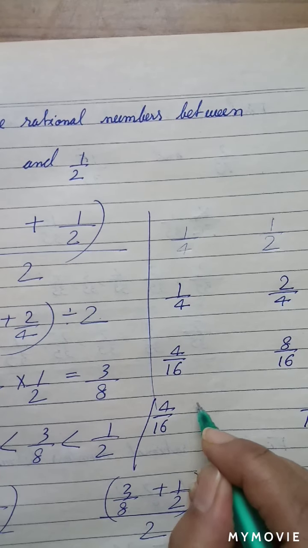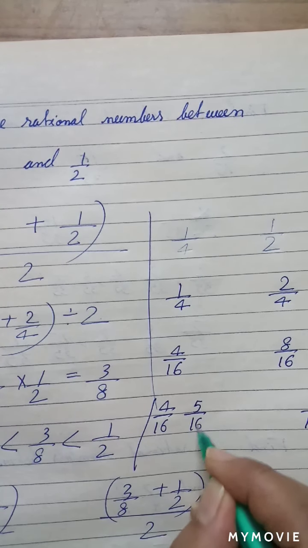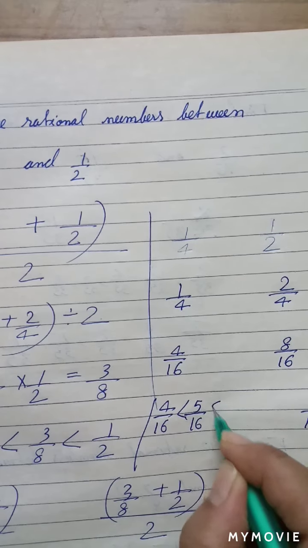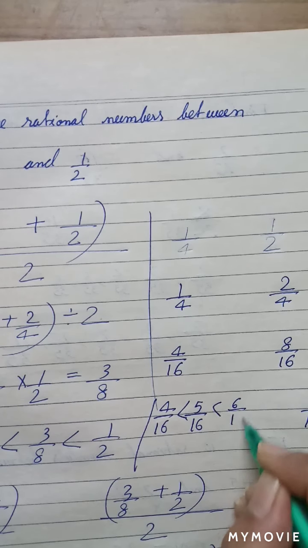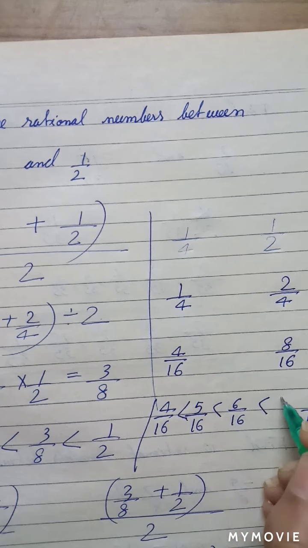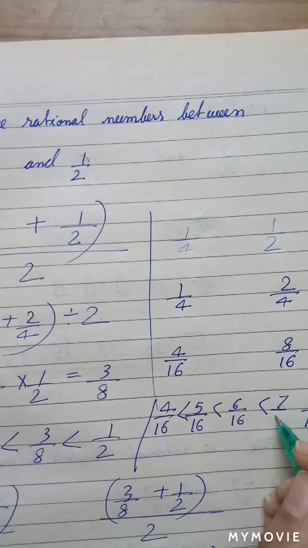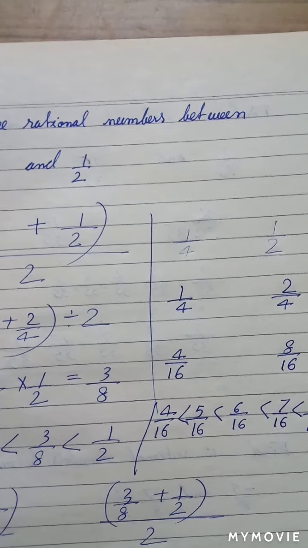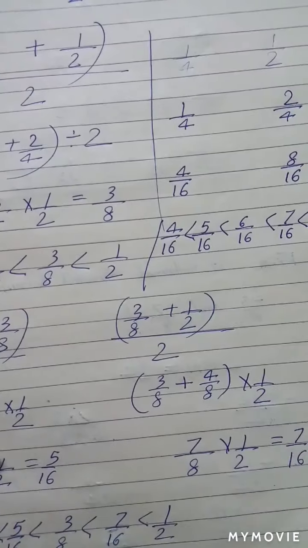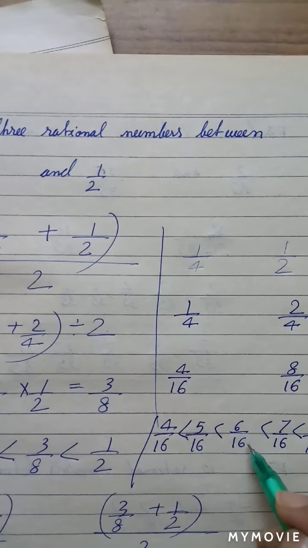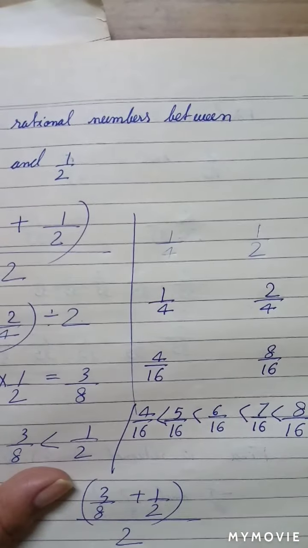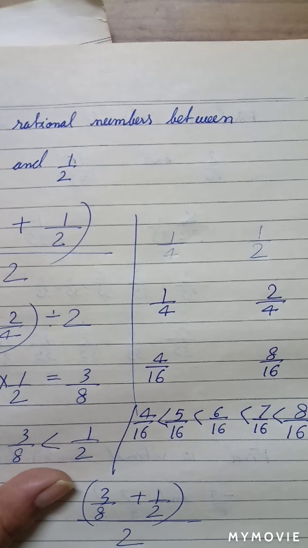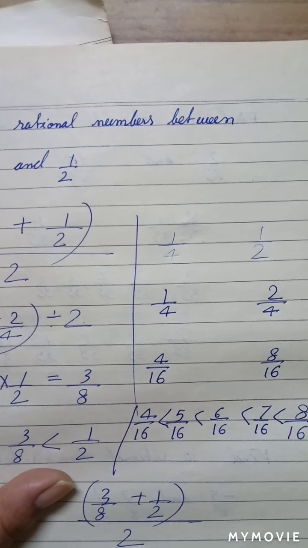Now between 4 by 16 and 8 by 16, we have 5 by 16, 6 by 16, 7 by 16. There we are. We got 3 by 8 in the last case. Here we have our 3 by 8 in the form of 6 by 16. So that was easy. You can prefer any method of your choice. It's entirely up to you.